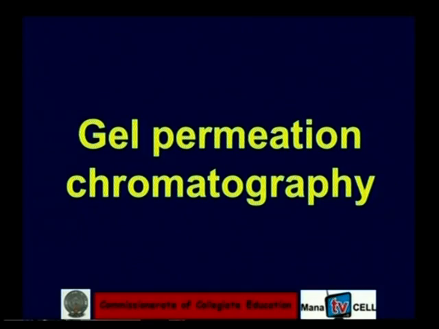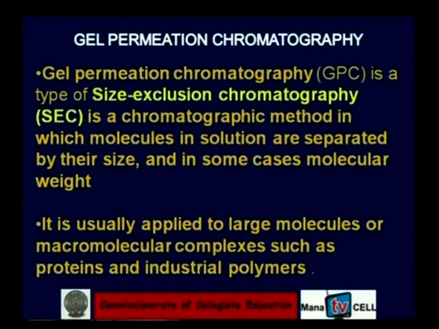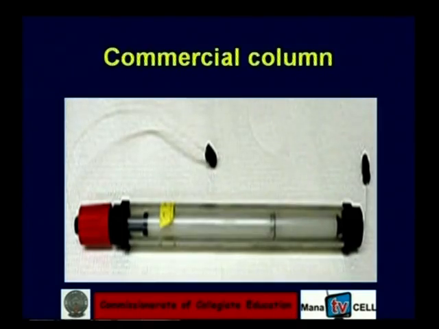Today I am going to explain two techniques which come under column chromatography. The first technique is gel permeation chromatography. It is also called gel filtration chromatography, and its principle is that the separation of samples is based on their shape, but in some cases on their molecular weights. This is the commercial column which we use in gel permeation chromatography.